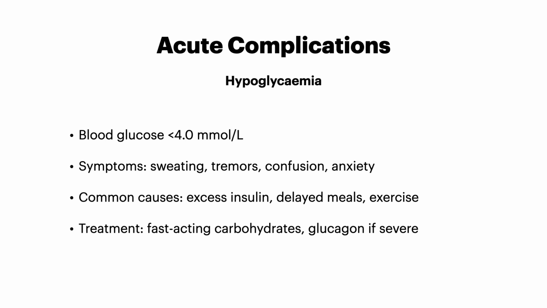Treatment involves consuming 15 to 20 grams of fast-acting carbohydrates and rechecking glucose after 15 minutes. For severe cases, glucagon injection may be necessary. Patients are advised to eat a regular meal shortly after the blood glucose levels return to normal to ensure they are maintained at that level.